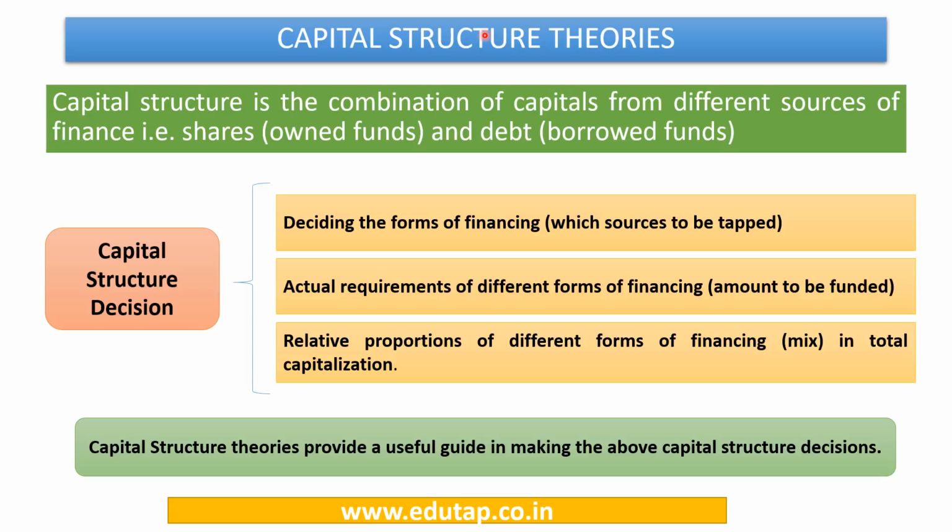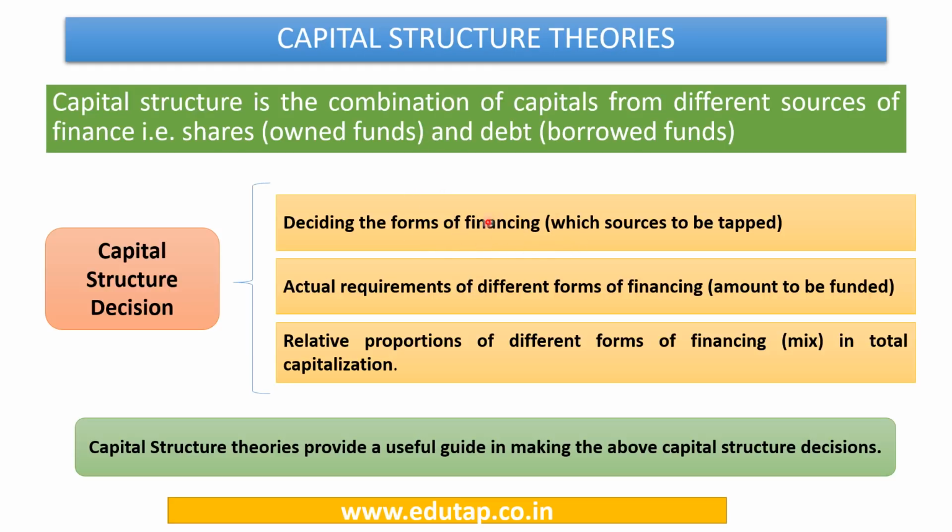Now the capital structure is simply the combination of capitals which you have raised from different sources of finance. For example, you may have raised some money from shares, which is your owned funds, and you may have raised some money by issuing bonds, which is your borrowed funds or debt. Now, the capital structure decision involves deciding the forms of financing.